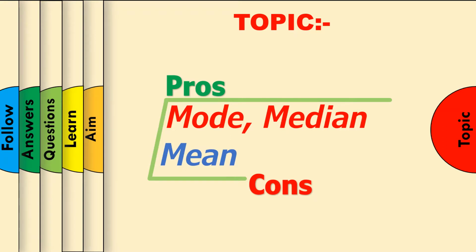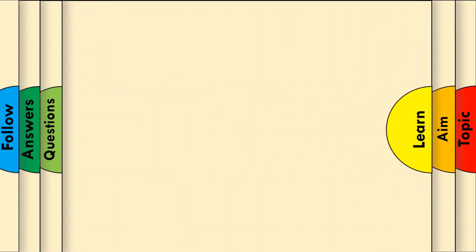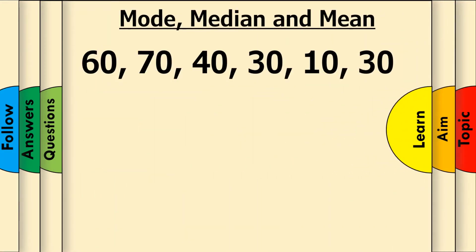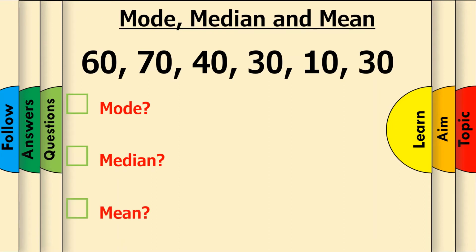Before we get started, here's a sample mode, median and mean problem from last week's video. If you need to jog your memory, we highly recommend that you watch our video on how to calculate the mode, median and mean again by clicking the ribbon here or the top link in the description. Here are the answers. The mode is 30, the median is 35 and the mean is 40.